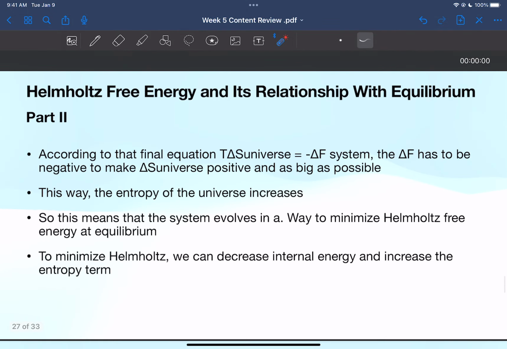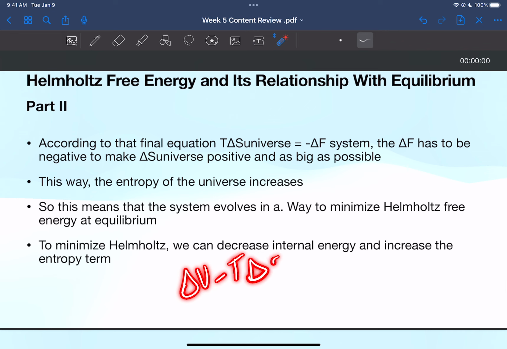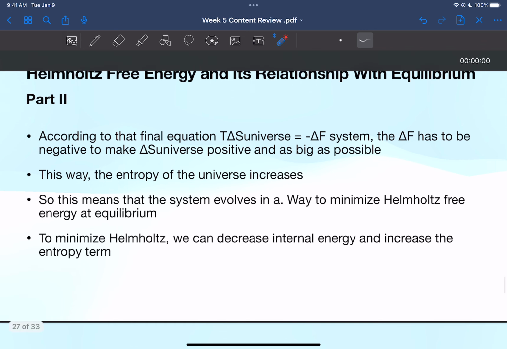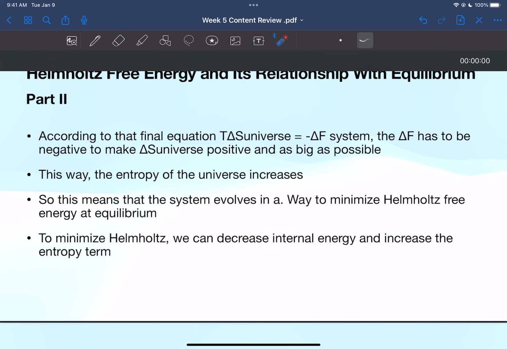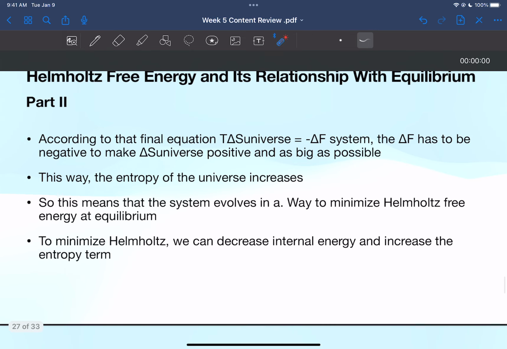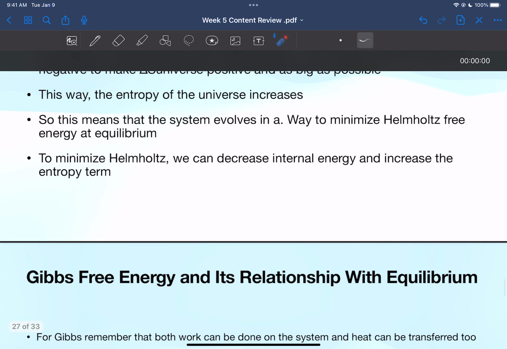So if it's delta U minus T delta S, we can decrease the internal energy and increase the entropy term. We want to make that negative T delta S as big as possible and delta U as small as possible. That way, delta F can be as negative as possible, and negative and negative will give us a very large T delta S term, and that would increase the entropy as much as possible, which is what we're trying to achieve when we're going for equilibrium.